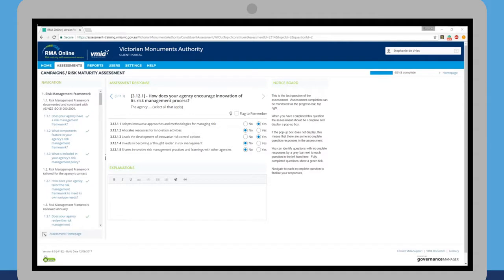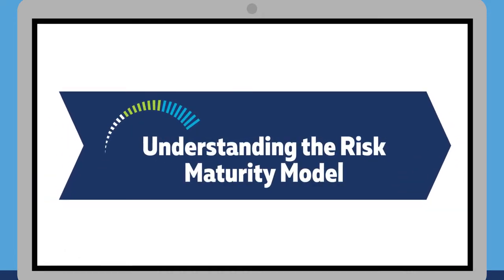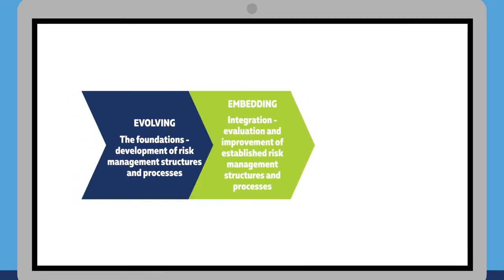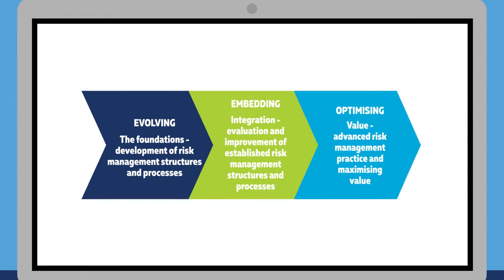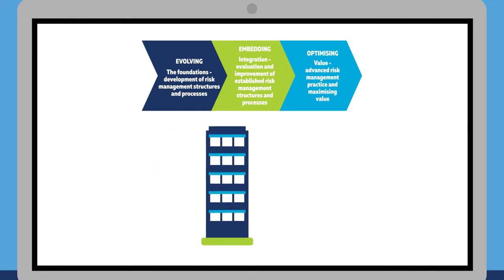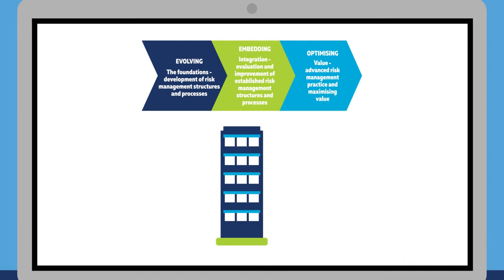Before we look at your results, let's talk about how RMA Online calculates them. At the heart of RMA Online is a risk maturity model, a 12-point scale grouped into 3 broad ratings: evolving, embedding, and optimizing. The answers to the self-assessment questions determine whether your agency or department's risk maturity is evolving, embedding, or optimizing. It's important to note that these risk maturity ratings will differ for different types of agencies and departments.